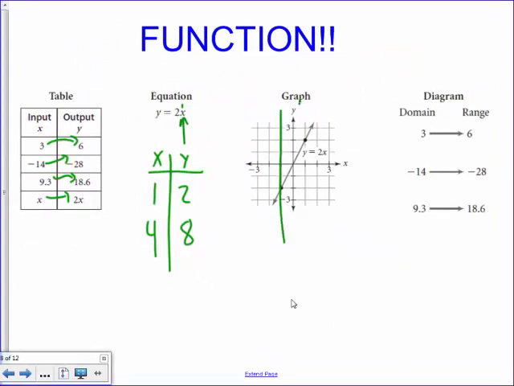On a graph, I use my vertical line test. Okay? It has to cross it one time at each vertical line for it to be a function. And it could be in a diagram, right? So 3 has one output of 6. Negative 14 has one output of negative 28, so on and so forth. So that would also be a function.